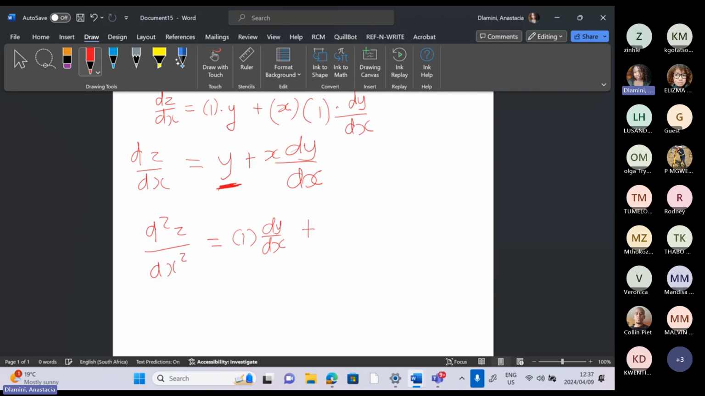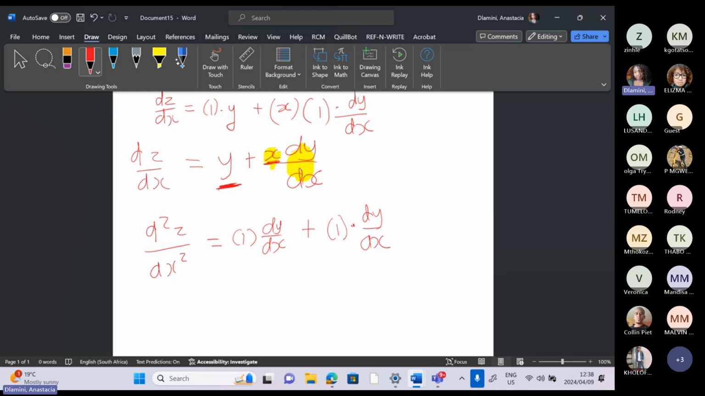Plus here. Now we can see this is a product of two functions, x times dy over dx. So we're going to use the product rule. The product rule says leave the second function the way it is and differentiate the first function. Our first function here is x, so the derivative of x is 1 times the second function, dy over dx.